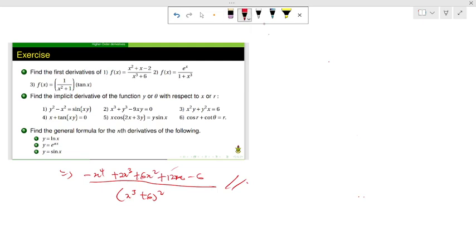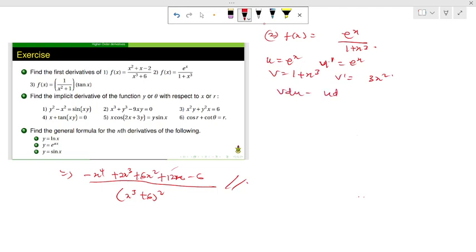So for the second part, which is 2, f of x is equal to e to the power x over the expression 1 plus x cubed. The same as before, quotient rule. u equals e to the power x, u prime, the same thing. Our v is equal to 1 plus x cubed. Our v prime is equal to what? 3x squared. v du minus u dv all over v squared, right?